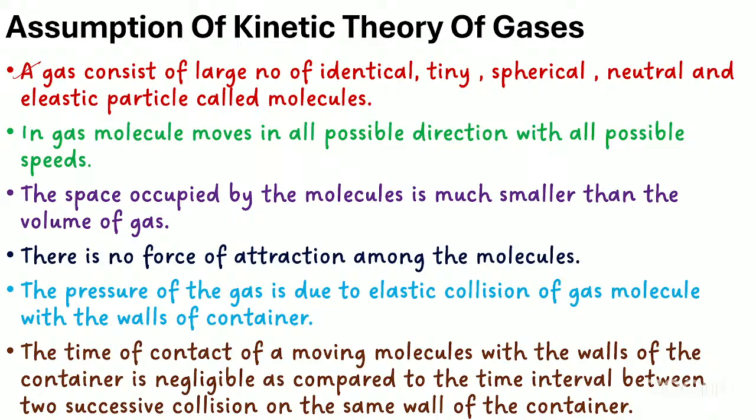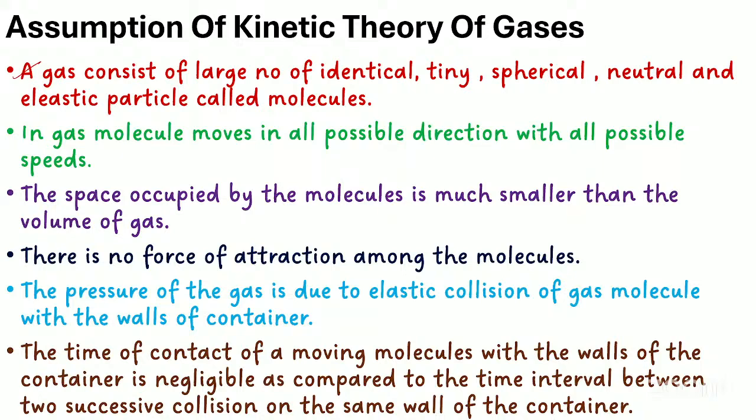In a gas, molecules move in all possible directions with all possible speeds, which means gas molecules have random motion. The third thing here is the space occupied by the molecules is much smaller than the volume of the gas. Although this assumption gets rejected when we see the van der Waals gas equation, or van der Waals correction. There is no force of attraction among the molecules. This is also really very important.